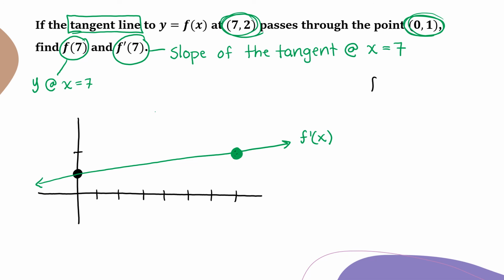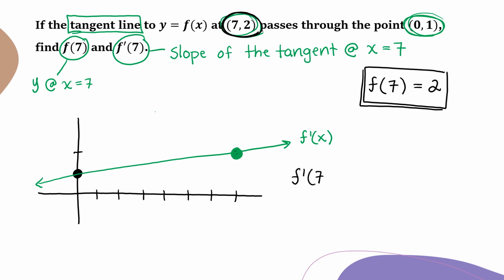So, first let's find f of 7. So we input 7, what do we output? Well, the only point we have for our function is the point 7, 2. And when we input 7, we output 2. So that's one piece. Now we need the slope of this tangent line at 7. Since this is the tangent line and we have 2 points on this tangent line, that's finding the slope between these 2 points.